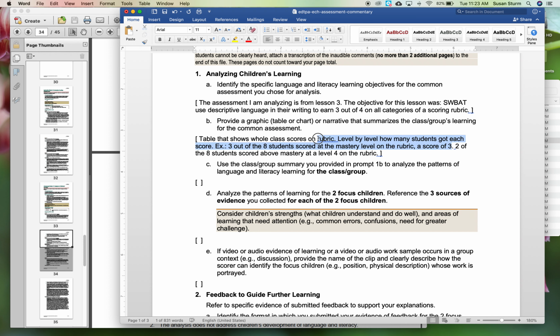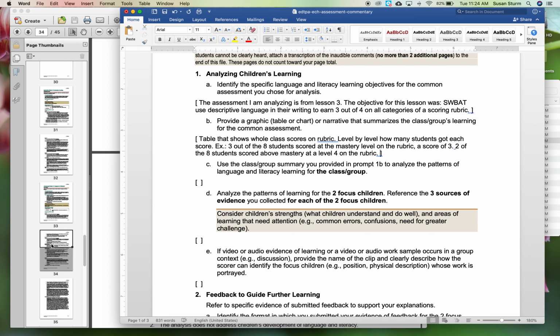So 3 out of the 8 students scored at the mastery level, 2 out of the 8 students scored above mastery, and then the remaining, let's see, 3, 4, 5, the remaining 3 students would get below level, would get less than a 3 on the rubric. Okay, so this is summarizing the data.